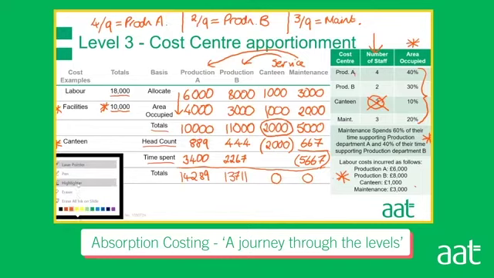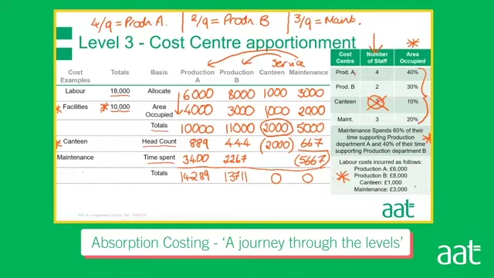That's the direct method. I've done the step down method, the reciprocal method, one that you need to be aware of, but you're not going to be examined on at level 3. The reciprocal method basically is the most accurate if you're ever asked. Why? Because we end up recharging each service center to every other cost center they support, and we keep going round in circles until ultimately we end up with all of our costs in our production centers. But that is the basic idea of cost center allocation and apportionment.